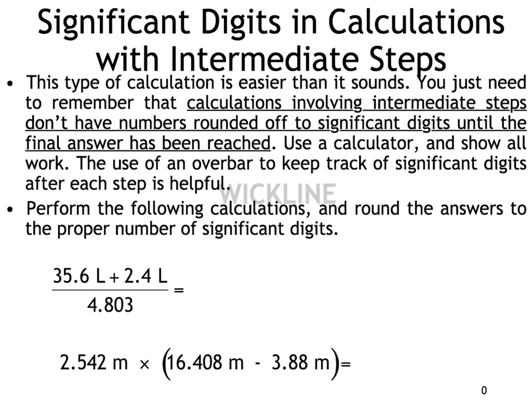If you have intermediate steps, here's my advice. Calculations that involve intermediate steps should not have their numbers rounded off to significant digits until the final answer has been reached. So basically, don't do any significant digit stuff until you've gotten to the final answer. This guy has an addition, but it also has a division. So we're going to use 2 different sets of rules.